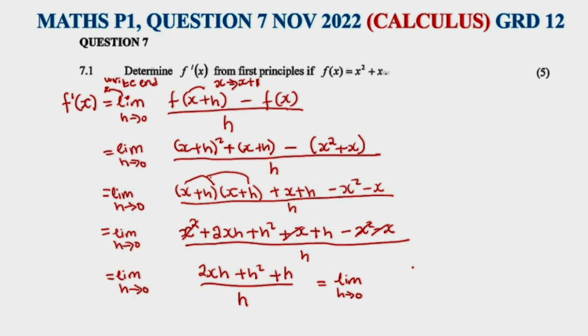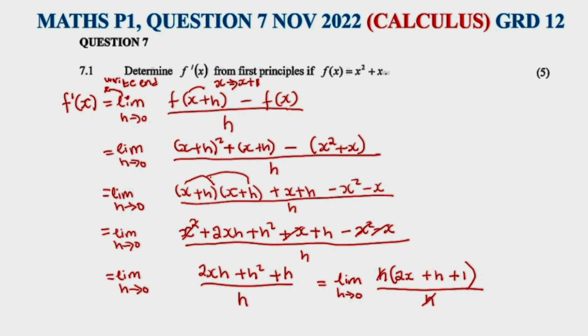Limit as h approaches 0. I've got h there, h there, h there. Therefore, I'm going to take h out as a common factor. So I'm going to be left with 2x plus h. Oh, sorry, then I think there's a plus 1 there. Okay, great stuff. Then there's going to be plus 1 here after removing the common factor. Therefore, all over h, right?